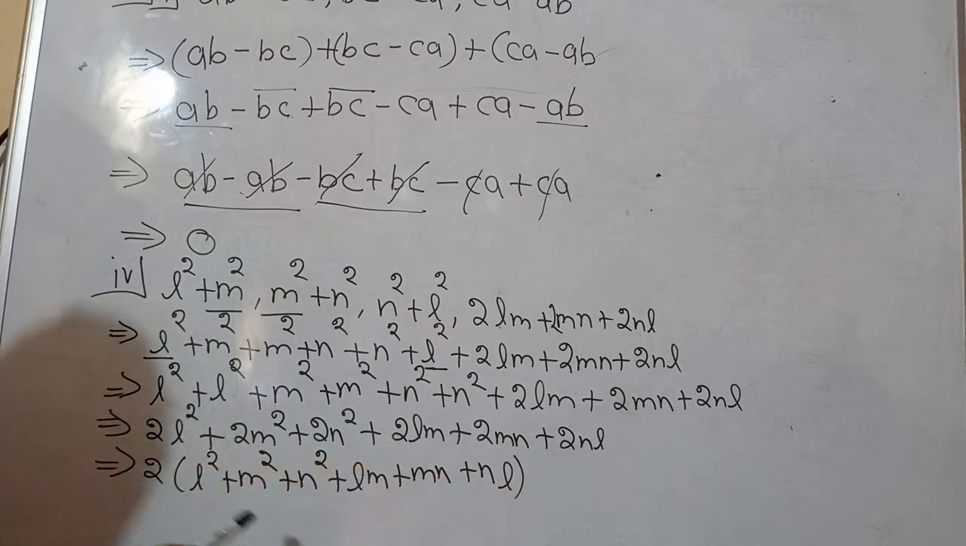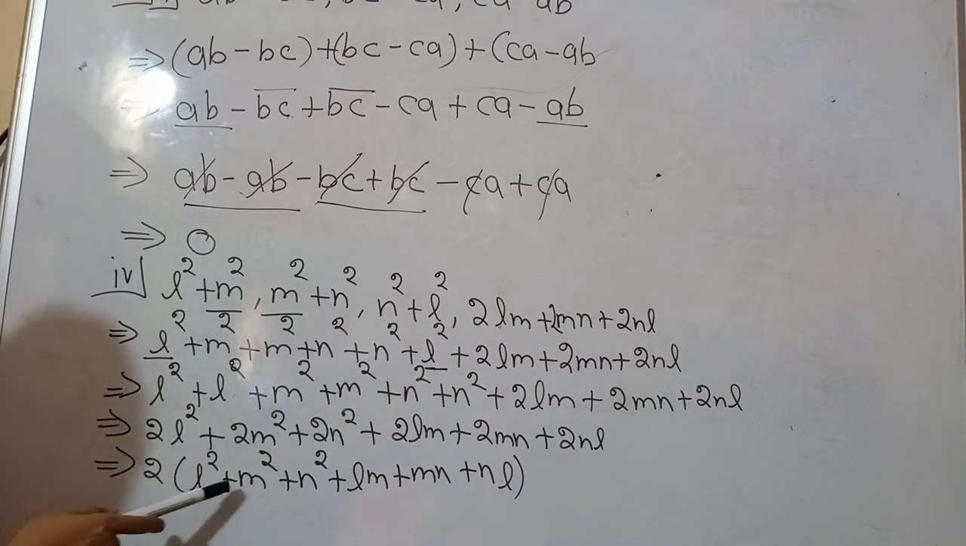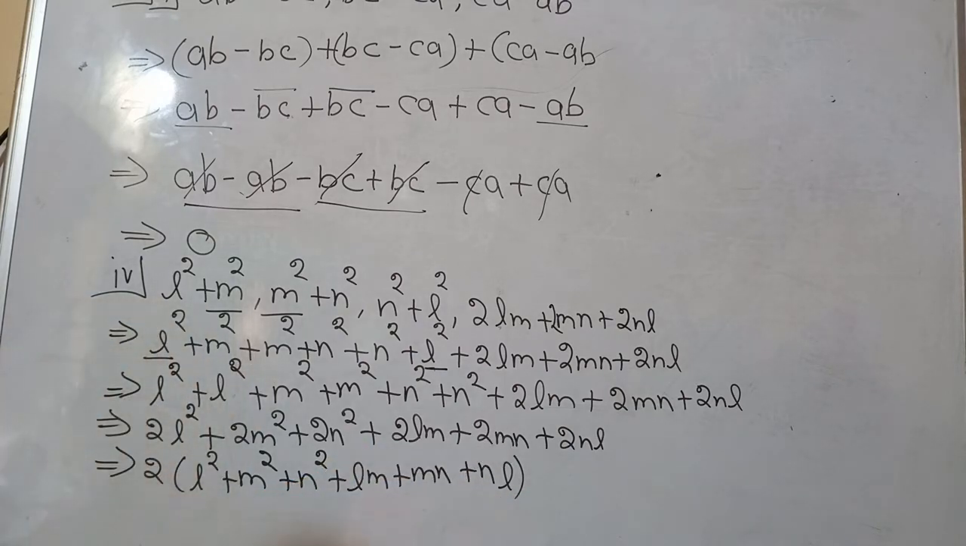Now in all the terms you can see one number common, that is 2. In all the terms we have the number 2 common. So you know how to take out common. That is also one term that is called taking common. So we can take 2 common because 2 is present in all the terms. After taking 2 common, what is remaining in the bracket? l square plus m square plus n square plus lm plus mn plus nl. This is how you can add all the terms together by placing them in a sequence with their like terms.